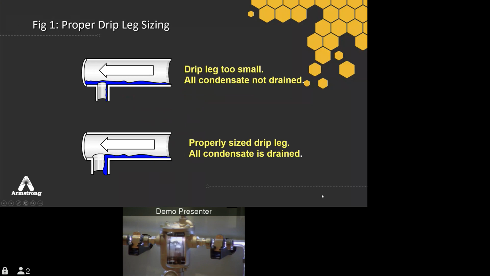And so down below, we show a properly sized drip leg, and we give you some rules of thumb to follow. And the easy one is it's the same size of pipe. If you've got a 1-inch pipe, you've got a 1-inch drip leg on up to 4-inch. 4-inch pipe, 4-inch drip leg. So it allows water to fall down in that pipe.